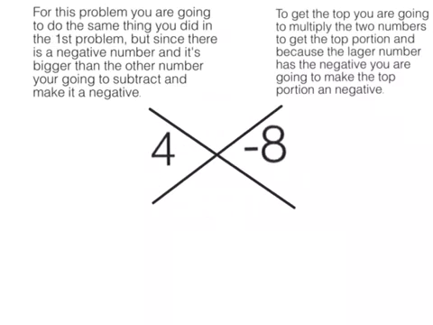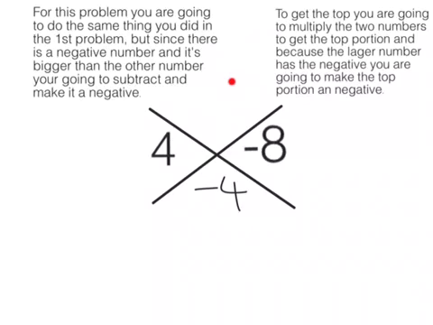For this problem, you are going to do the same thing you did in the first problem, but since there is a negative number involved, you are going to subtract. And because negative 8 is larger than positive 4, your answer is going to be a negative. So 4 minus negative 8 equals negative 4.